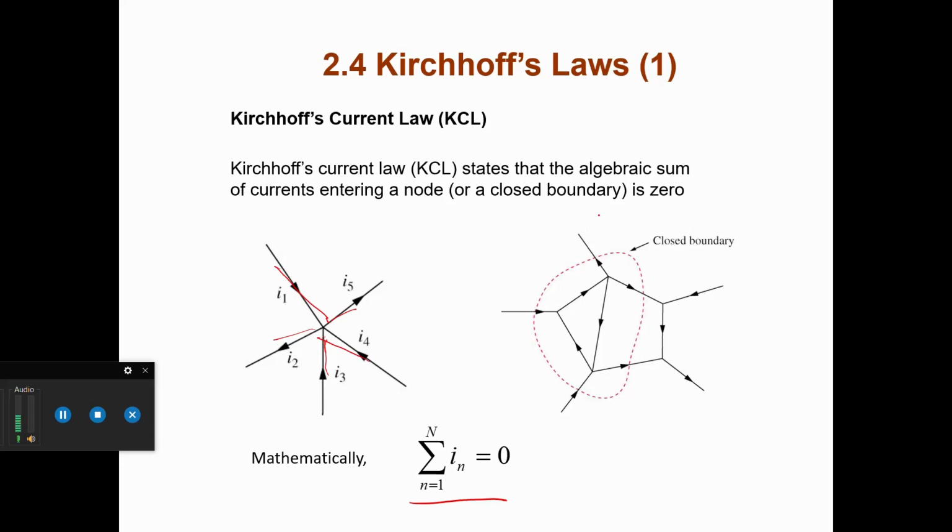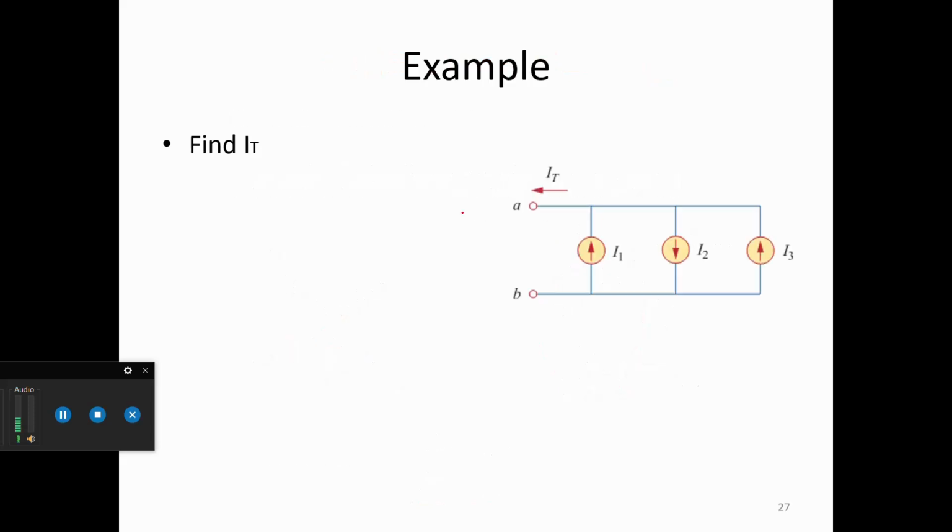Or you can say that around a closed boundary it's zero. So if these currents I1, I2 and I3 are here, you can see that the total current is going to be the current entering, so I1, I2, I3 currents are entering this node, and I2 current is leaving.